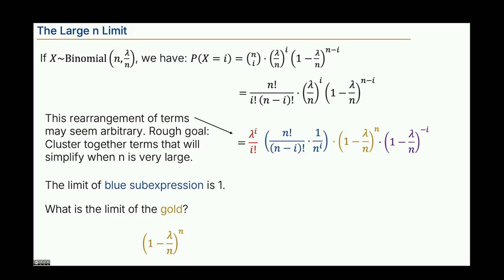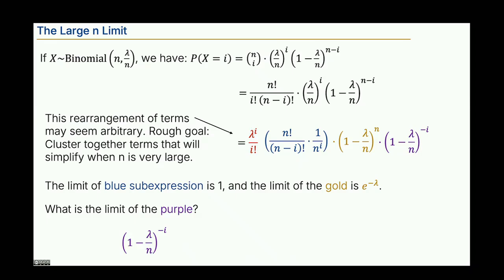Okay, what about the limit of the gold? Well, that one I punted, and I said, hey, we're going to use this fact that the limit as n goes to infinity of 1 minus lambda over n to the n is going to be e to the minus lambda, whatever's up there. Okay, so I'm just giving that one for free. You could prove it if you want. I'm not going to. So the first one we got 1. The second one we got e to the minus lambda.